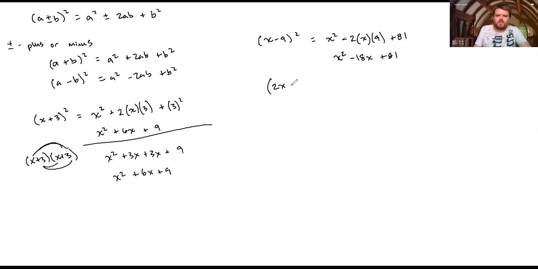2x minus 1 quantity squared. So be careful here. In the first couple examples, we were just looking at an x with a 1 as a coefficient. So your formula is the first term squared minus 2 times the first term times the second term plus the second term squared. So when you have a quantity squared, like 2x squared, you need to square both the coefficient and the x. So that's 4x squared minus 2 times 2x gives me 4x, and then 1 squared gives me 1.